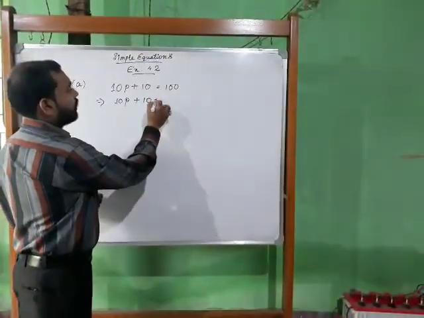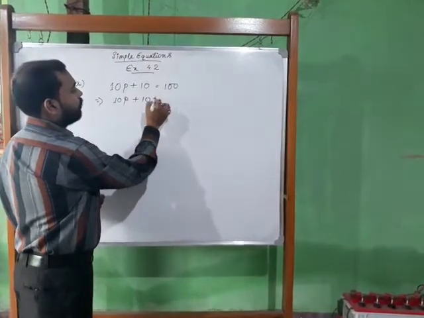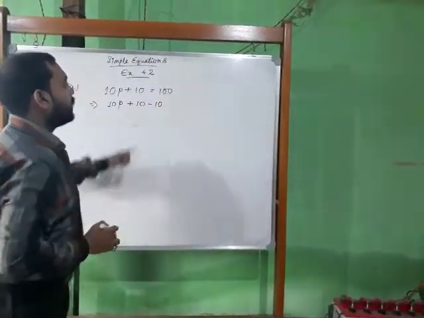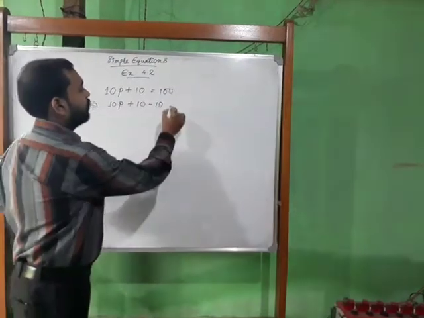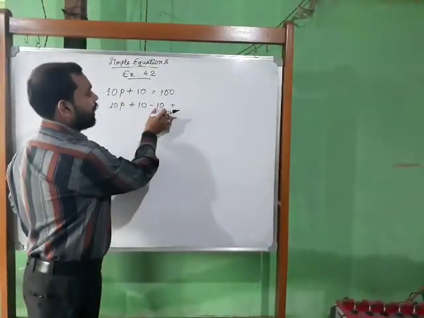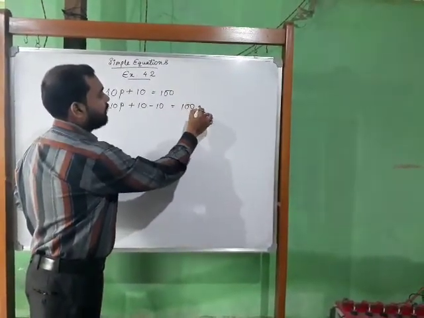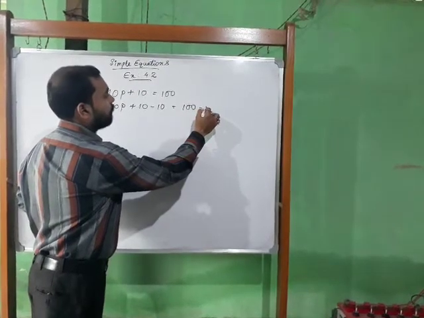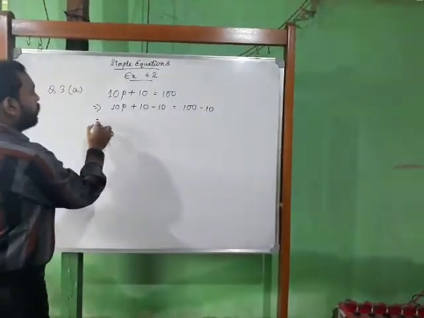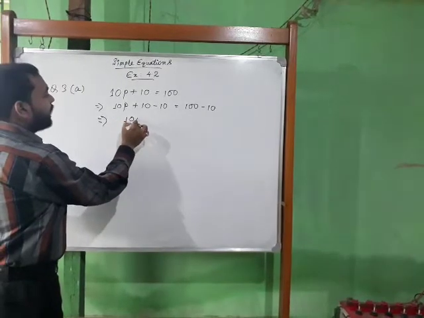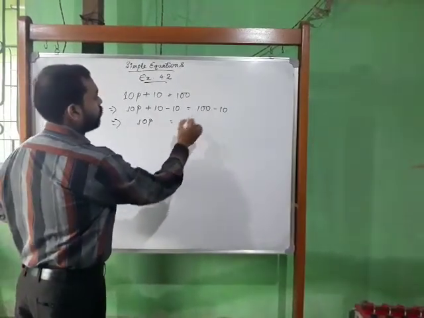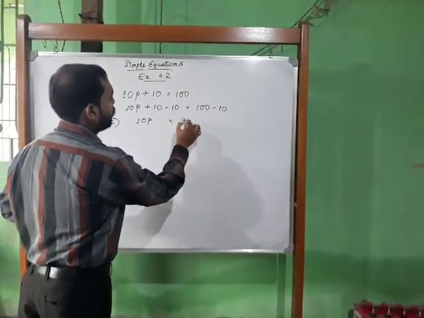So it is plus 10. So we have to write minus 10 so that this constant will become 0. Now since I have subtracted minus 10 here, on the right hand side also we have to subtract 10. So now this equation will become 10p equal to, so 100 minus 10 it is 90.